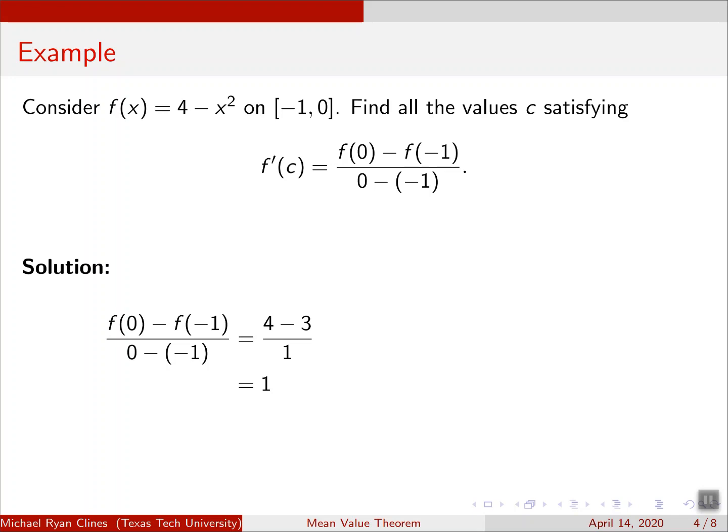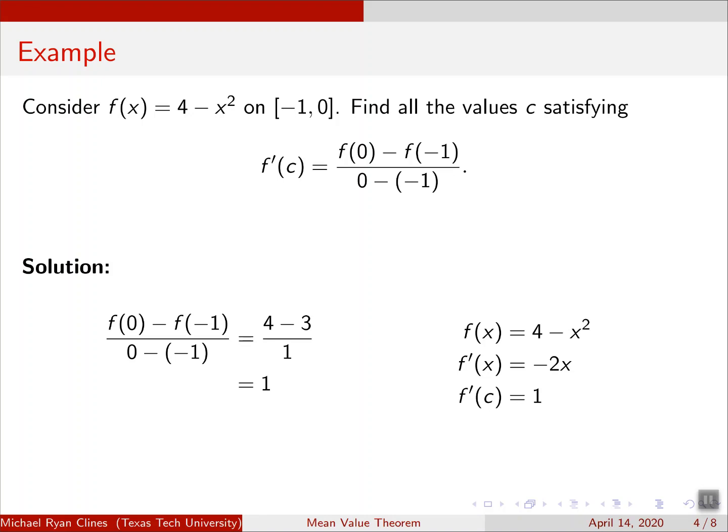But to do that, we need f prime of c. So let's start with calculating f prime. We know f of x is equal to 4 minus x squared, so f prime of x is equal to -2x. And we know c exists. We just don't know what it is, but we can still plug it in. But we also know that f prime of c is equal to 1.